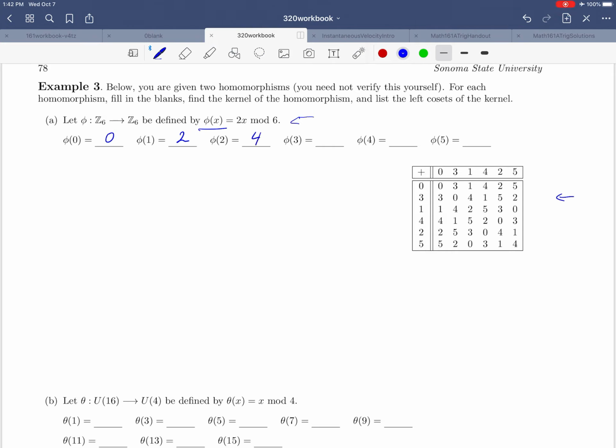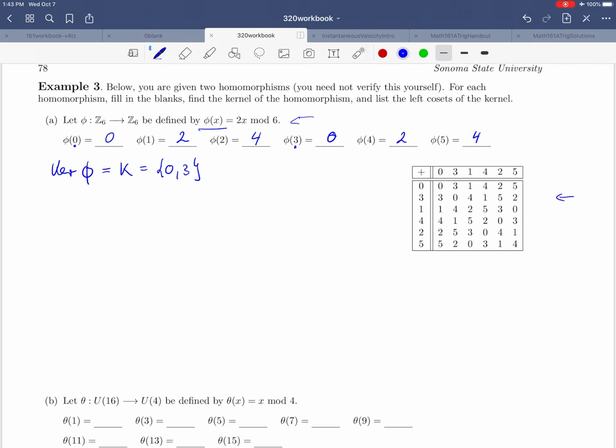Phi of 3 is 2 times 3, that's 6, mod 6 is 0. That's a 0. Phi of 4, similarly, is going to be 2. Phi of 5 is 4. Okay, so here we are. What's the kernel of this map? So the kernel, which we are just going to denote with the letter K in our case, is everything that maps to 0. And there are 2 things, 0 and 3. So there's our kernel, 0, 3.